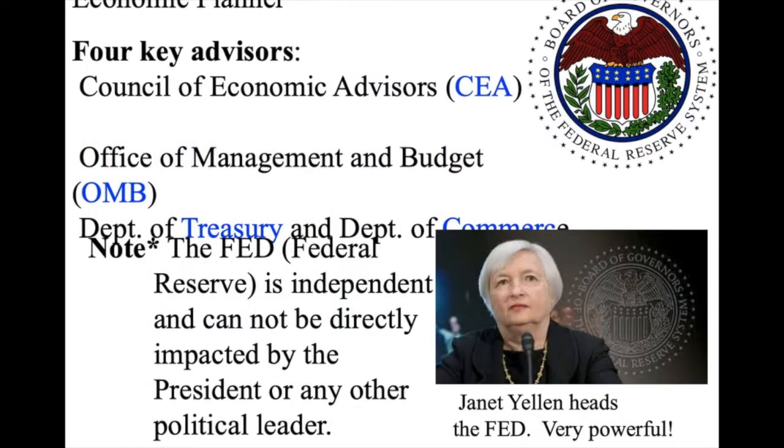And that's why they're constantly monitoring it like they do. There is a lot of help there. We have a Council of Economic Advisors in the White House office. There's the Office of Management and Budget. There's the Department of Treasury. There's the Department of Commerce. And then, of course, you have the Federal Reserve, which is the one managing our currency.